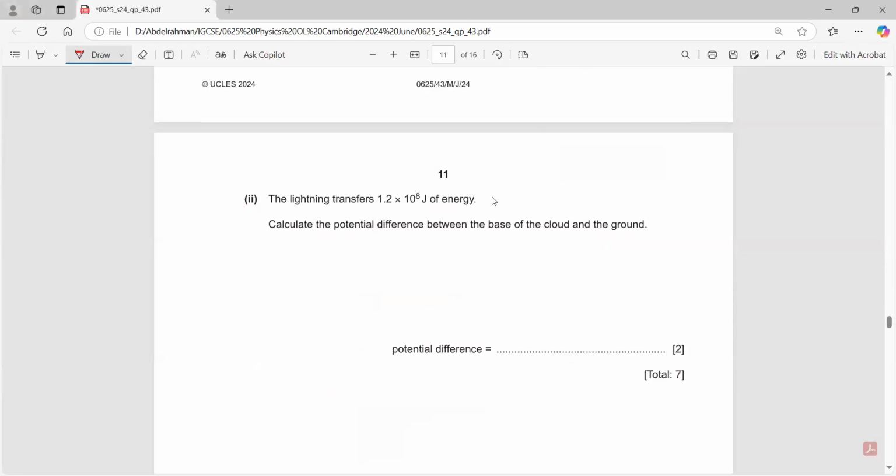Lightning transfers 1.2 times 10 to the power of 8 joules of energy. Calculate the potential difference. Can I find the potential difference? Yes, you have E equals VIt, or you can say that E equals VQ, which is the same because It is Q. Can I find the voltage? Yes, the potential difference would be equal to E over Q.